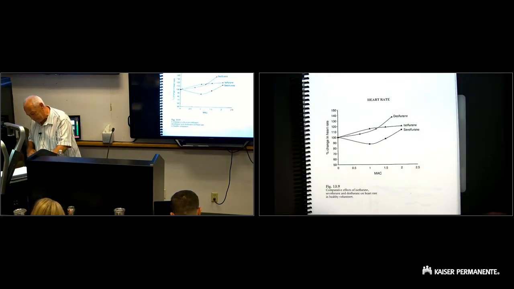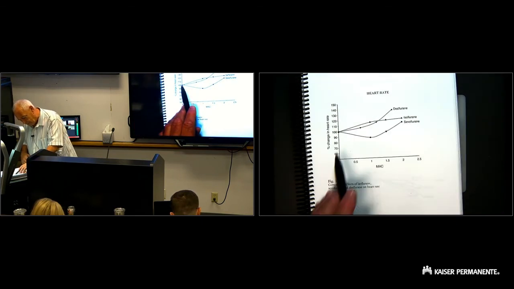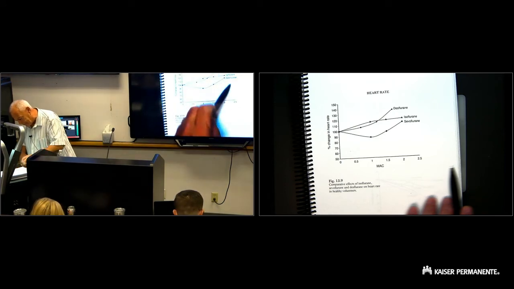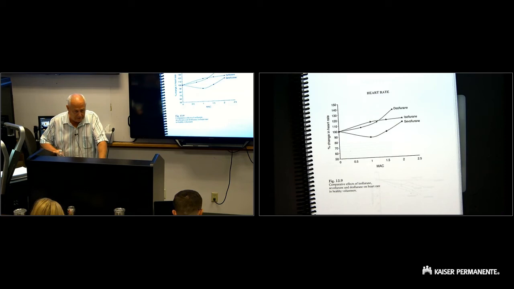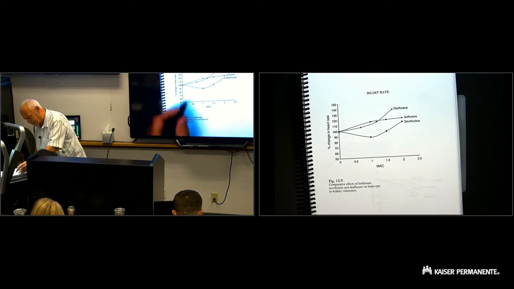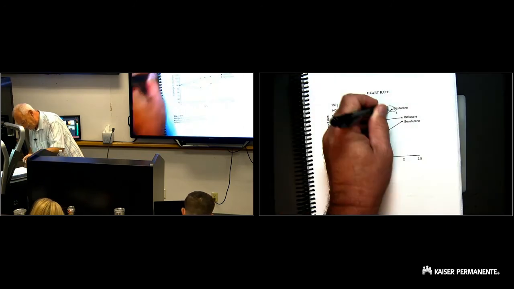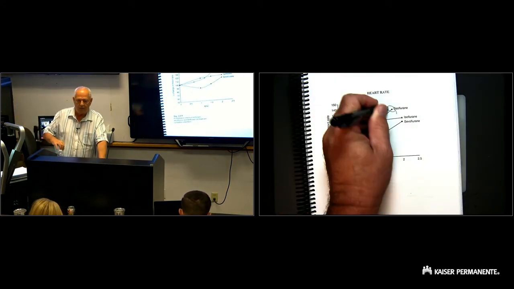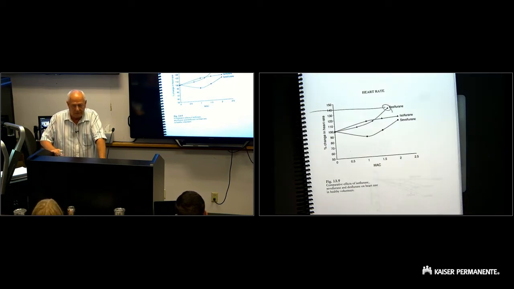Here's heart rate. Percent change in heart rate from where you started with increasing MAC. This is comparing DES, ISO, and SEVO. And what do you see? DES causes tachycardia, right? Here's where you started at 1.5 MAC. It's 40% higher. There's desflurane tachycardia.